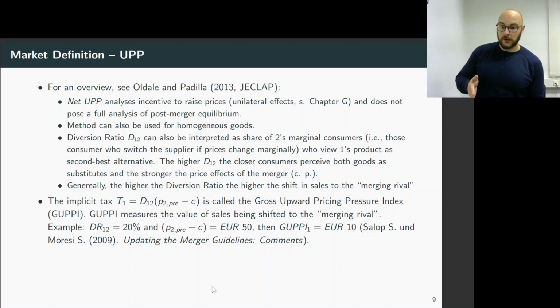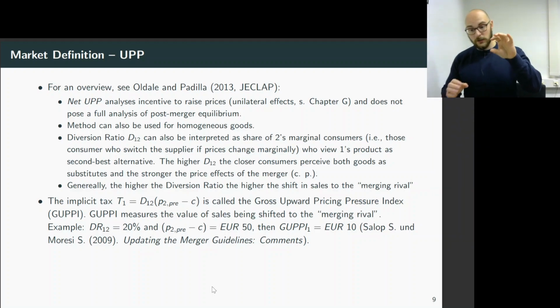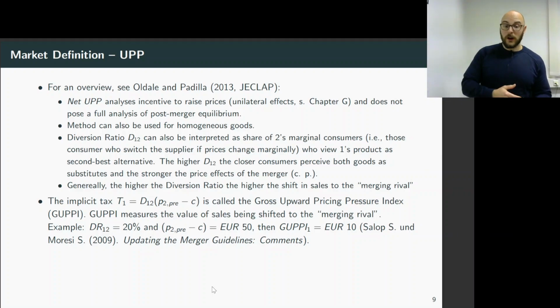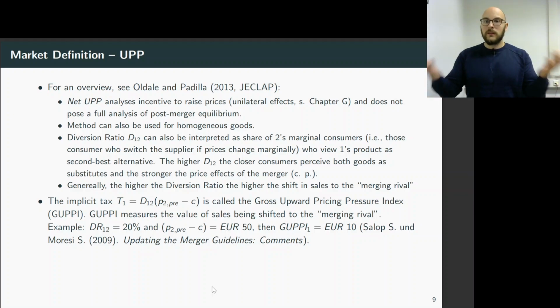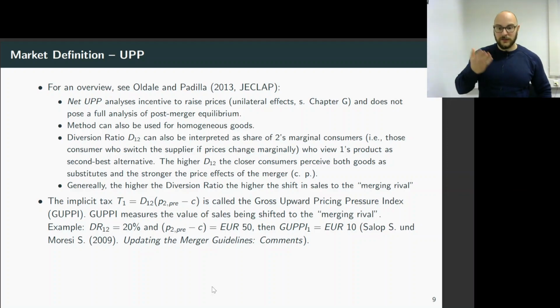And this diversion ratio can also be interpreted as the share of firm 2's marginal consumers, i.e. those consumers that would switch the supplier if there's a small price change, and this share of these marginal consumers of firm 2 who view firm 1 as the second best substitute, right? So basically those consumers which are relatively indecisive whether to buy from firm 1 or firm 2, right? And as I said, the higher the diversion ratio, the stronger this substitutability between the two products is, and the stronger the price effect of the merger will be, because this strong substitutability will be internalized, which means that upward pricing pressure is more likely to occur.